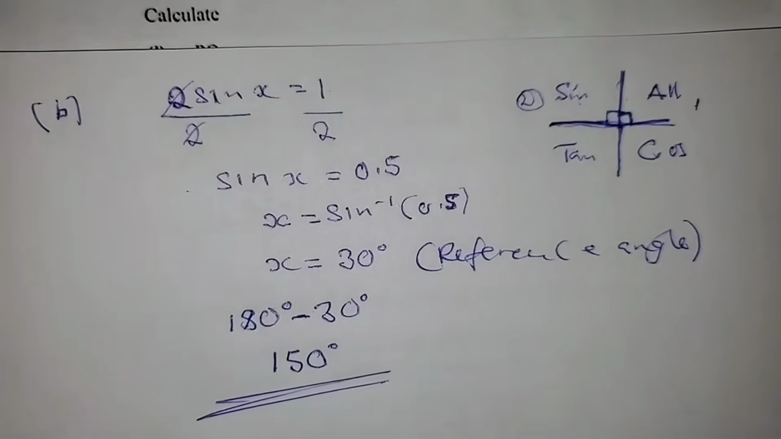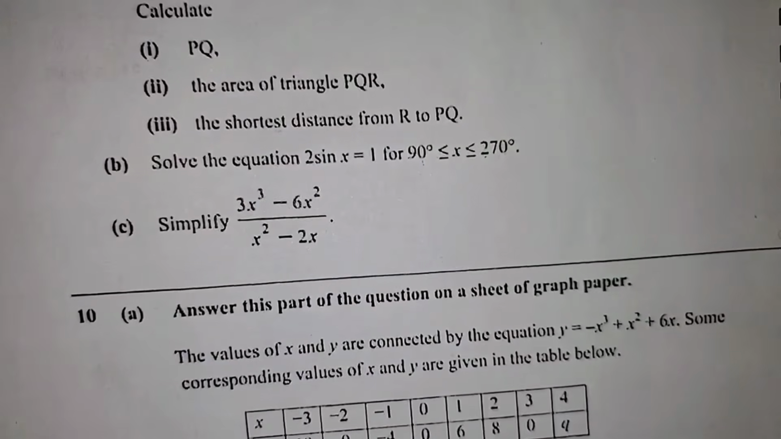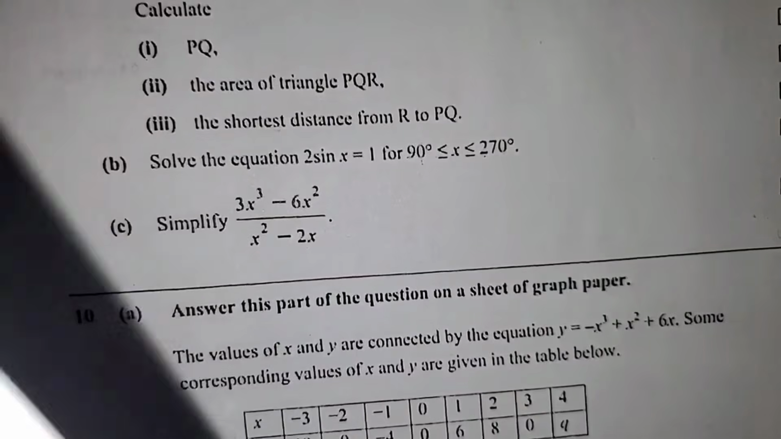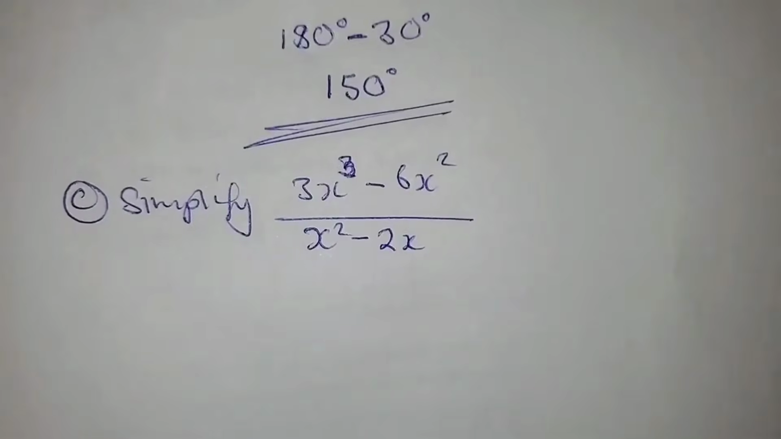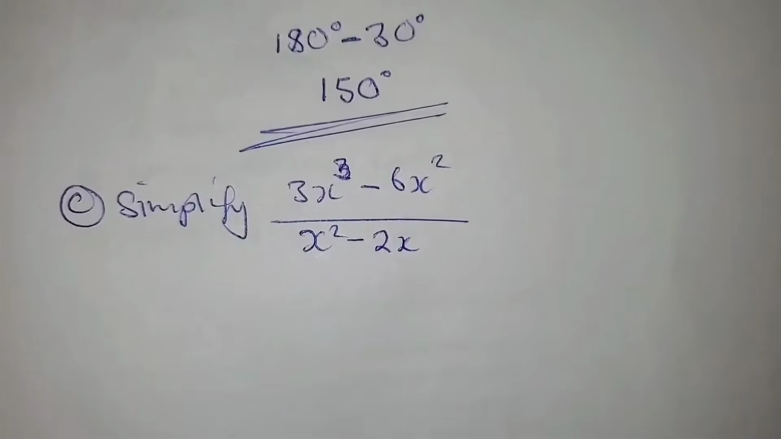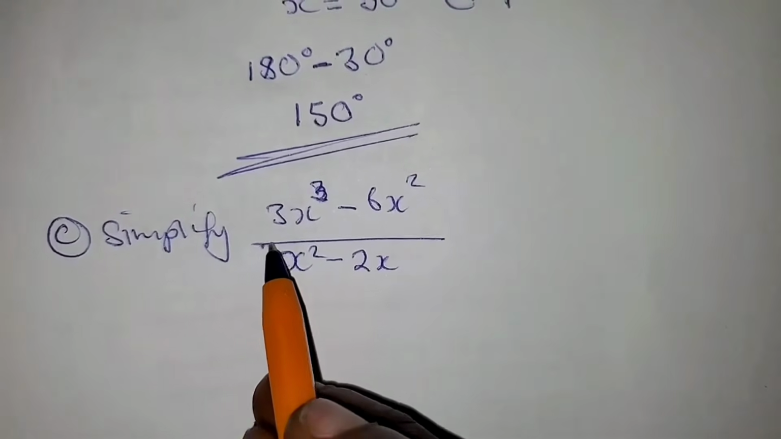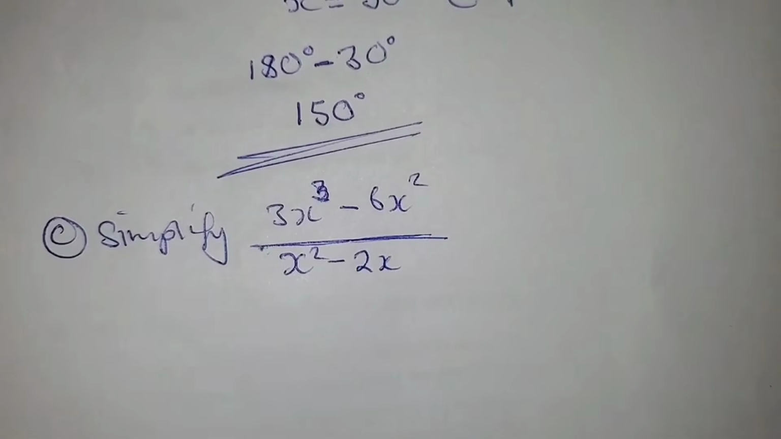Okay, now on the same question, there is another part, question C. This is an algebraic question, and they're saying simplify. An algebraic question that came along with trigonometry. So we are asked to simplify, and we only have one term here, separated by this division sign.